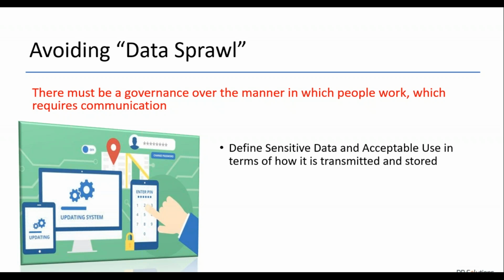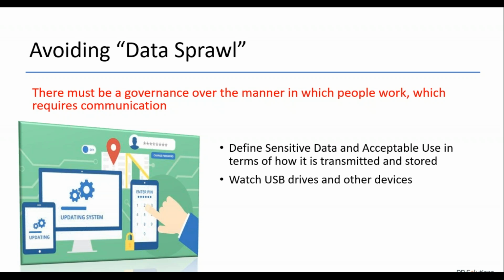You're allowed to use it in our electronic medical record system. You're allowed to send it over this encrypted channel. You're not allowed to send it over your personal email. You're not allowed to store it on your mobile device. Whatever those rules are, we need to establish them and basically say this is where the highways are and this is where they aren't.